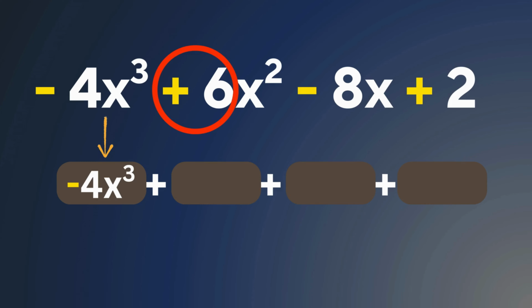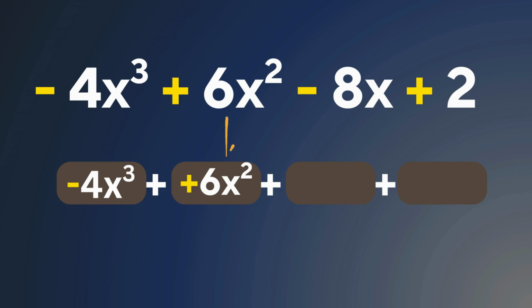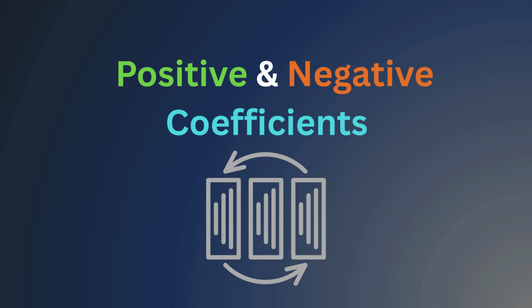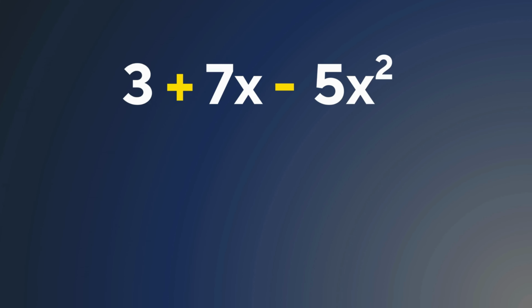The next term has a coefficient of +6, so it's positive. The next term has a coefficient of -8, so it's negative. And the constant term is just +2. And recognizing positive and negative coefficients helps us a lot when rearranging polynomials that have a mixture of positive and negative terms, like our example here.